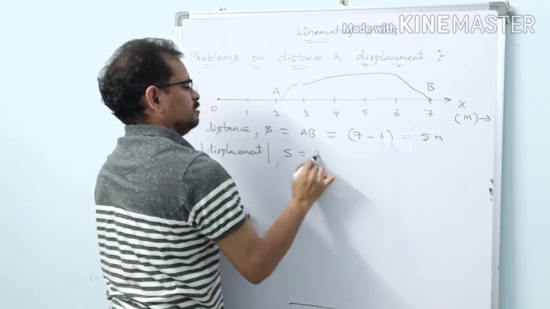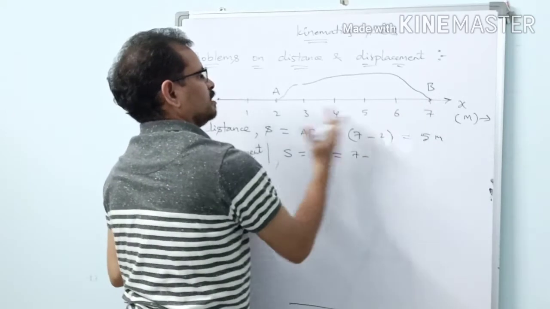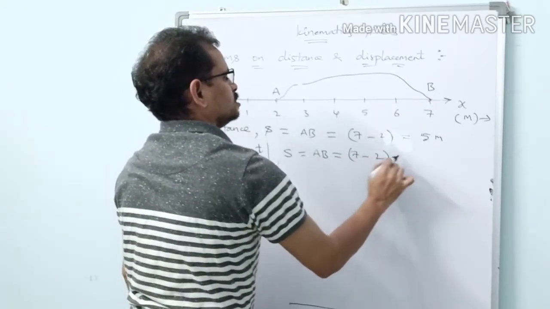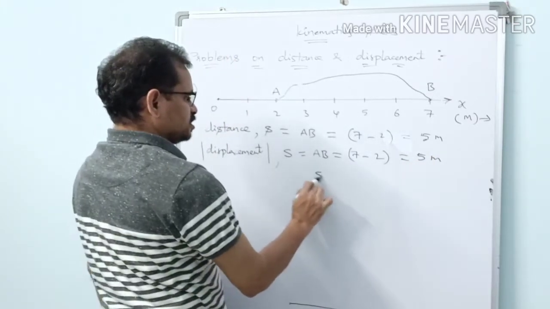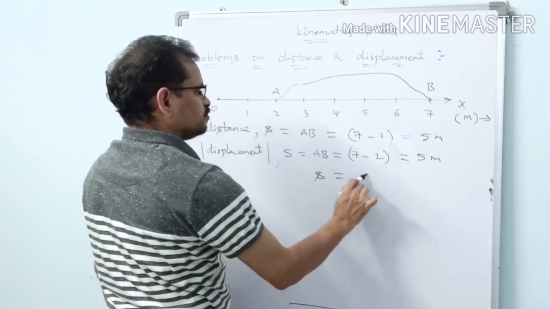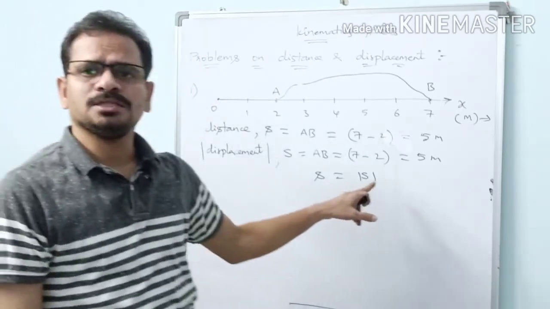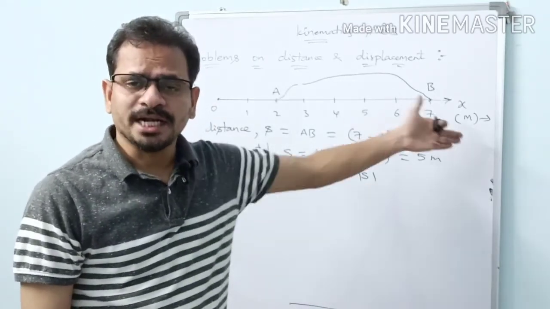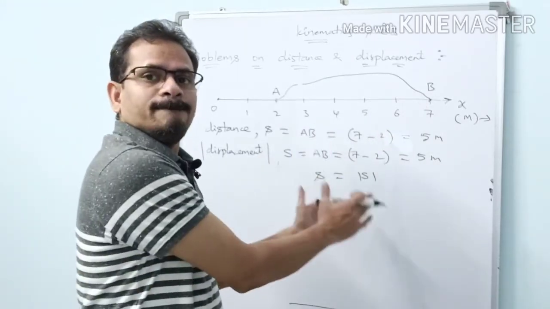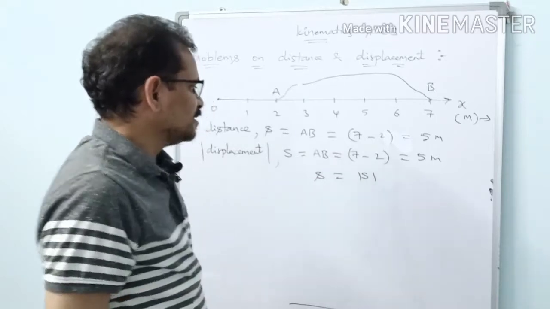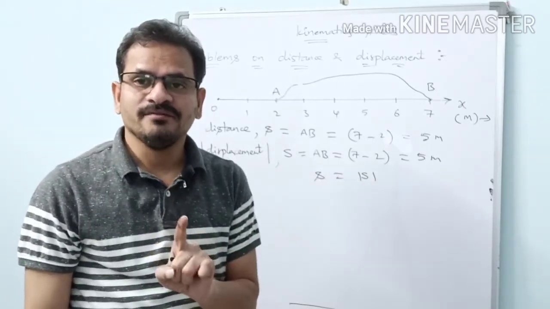This is equal to final position minus initial position, 7 minus 2, which is equal to 5 meters. So in this case, distance is equal to the magnitude of displacement. Why am I putting magnitude? Because displacement has direction. It is rightwards or leftwards. So in this case we are considering only the magnitude of displacement. So distance and displacement both have the same magnitudes.